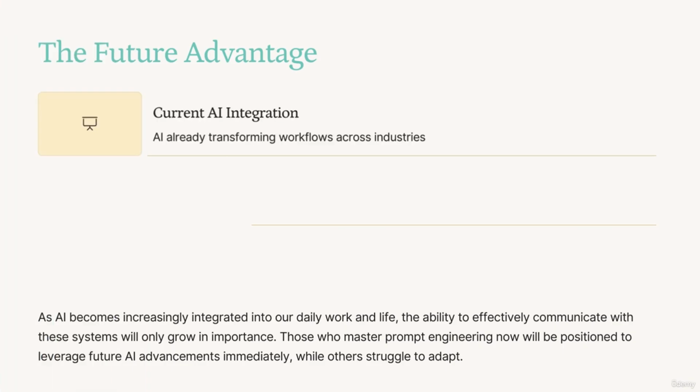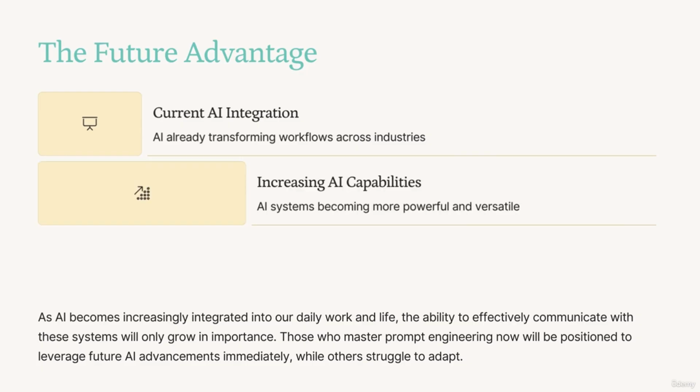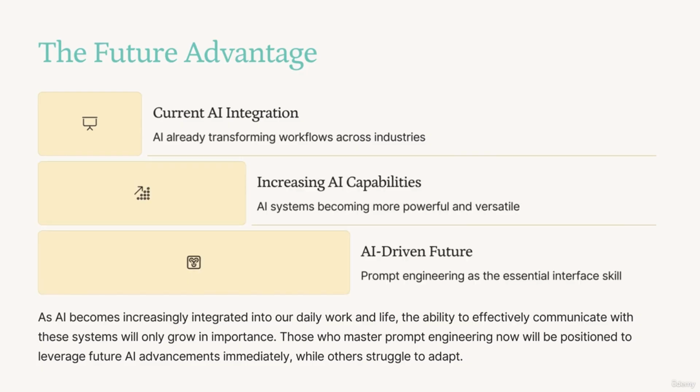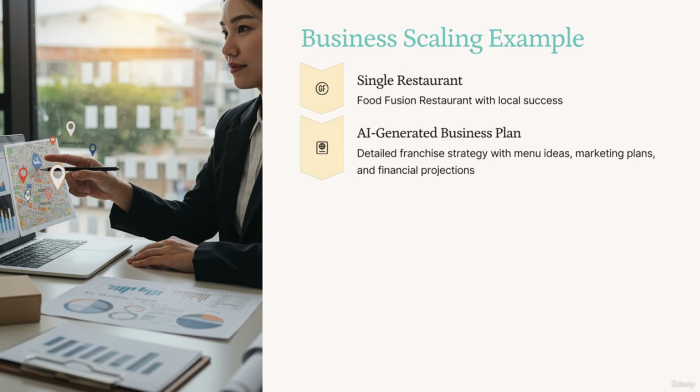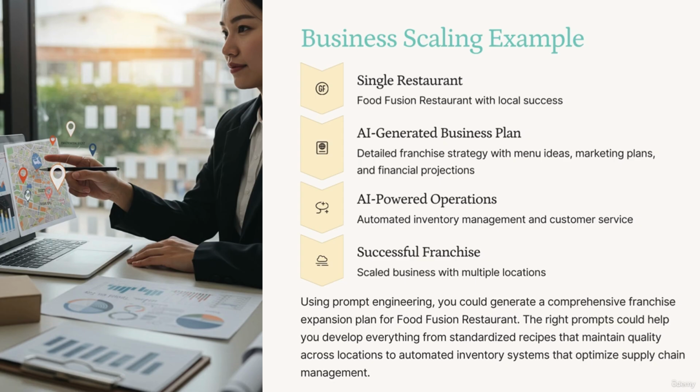And here's the thing, the future belongs to AI. As time goes on, AI will become even more integrated into our workflows, and prompt engineering is going to become an even more critical skill. Let's understand this with another example. Say you're planning to scale Food Fusion restaurant into a franchise. You could use prompt engineering to generate a detailed business plan, complete with menu ideas, marketing strategies, and financial projections. Or you could use it to automate tasks like inventory management, freeing up your time to focus on growth.